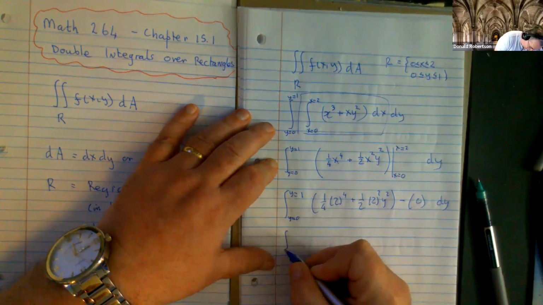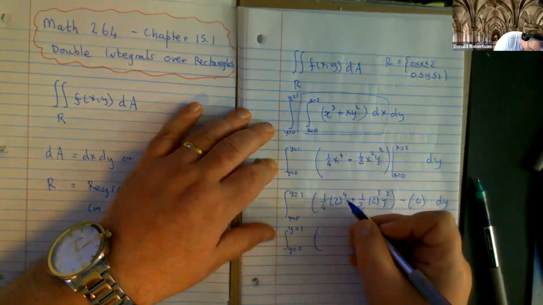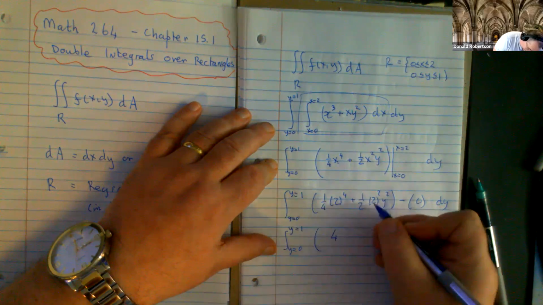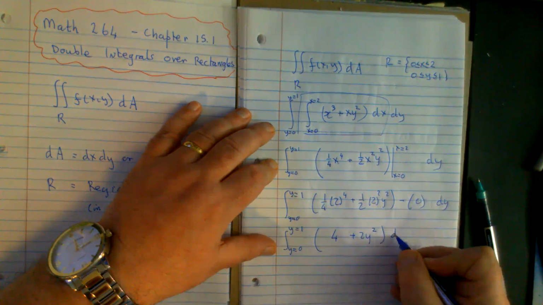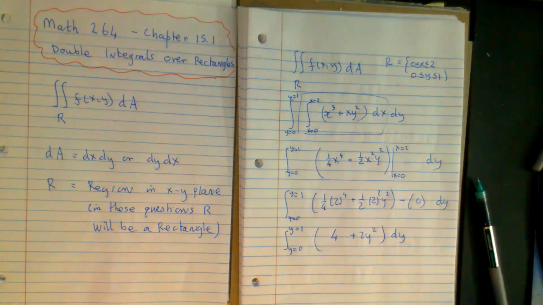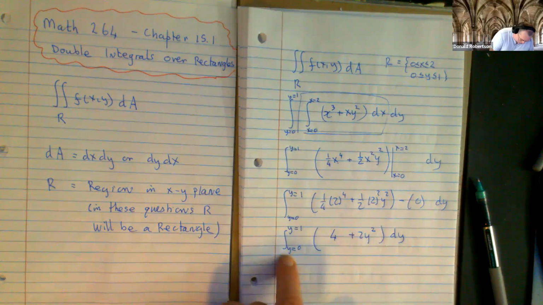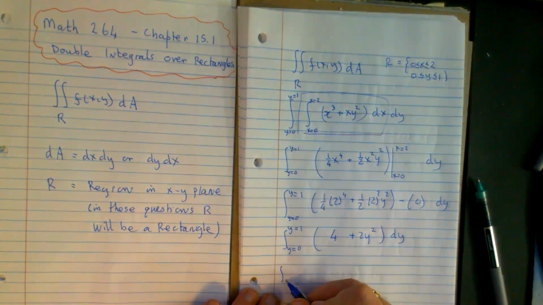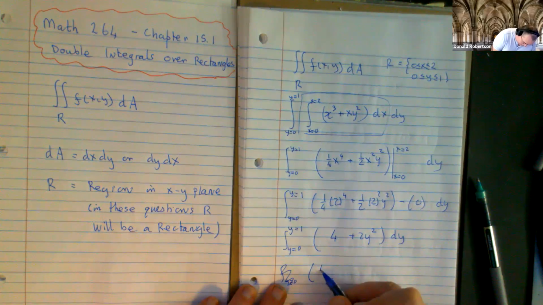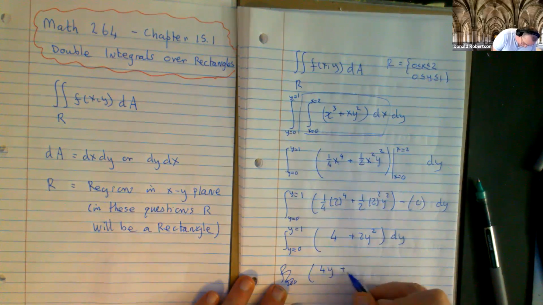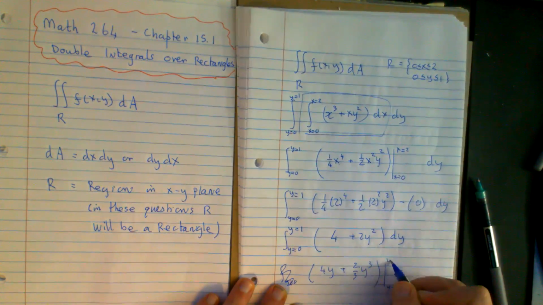So we now have the integral y equals 0 to y equals 1. And that guy gets you 4, and that guy gets you 2y squared. Okay, so far so good. Right, now, Calc 2 integration. 4 gets you 4y. Add 1 to the power, divide by the new power gets you that guy. Evaluated from 0 to 1.